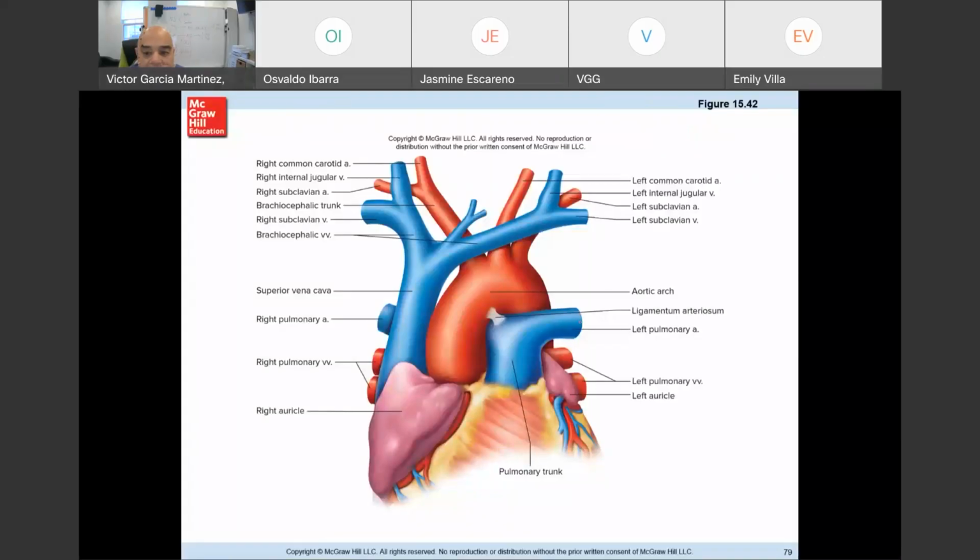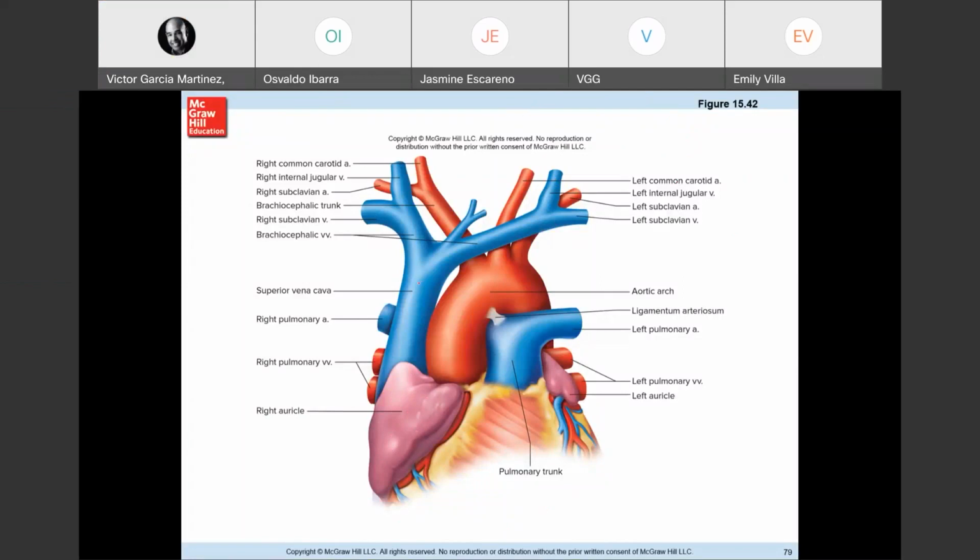Okay, guys, if you remember, this is the heart. First of all, you need to remember the most important great vessels. Then you have, guys, arriving into your right atrium. Remember, the outer part is called the right auricle because it seems like a dog ear.